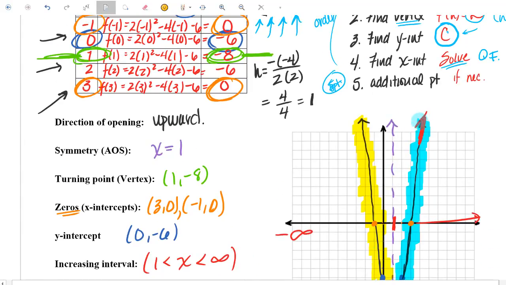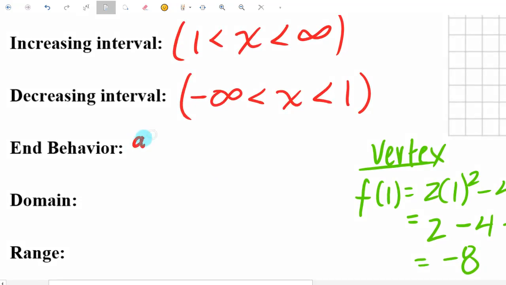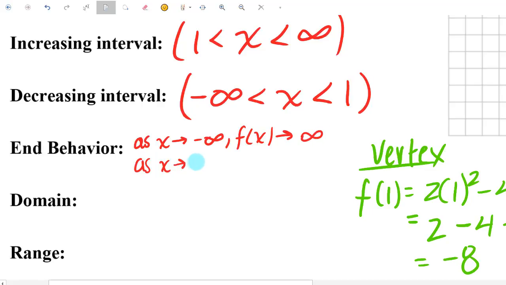And end behavior, again, is going up on the right and up on the left. So let's mark that down. So we're going to write, I'm going to grab a smaller pen for this, as x goes to negative infinity, which represents the left side, f of x is going to positive infinity, or up. As x goes to positive infinity, or the right side, f of x is going also up. So we're going to write positive infinity.